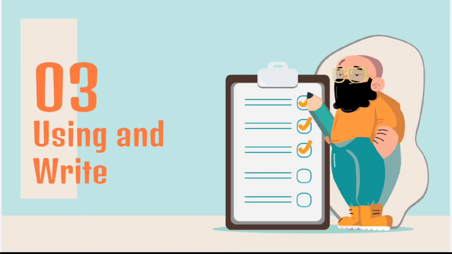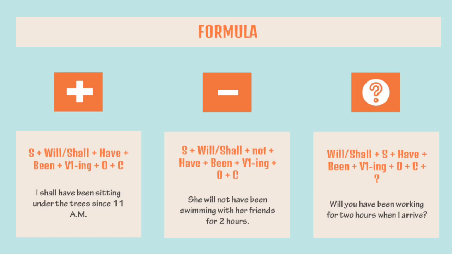And the last, we will discuss using and writing future perfect continuous tense. This is the formula for using and writing future perfect continuous tense. For a positive sentence, we can use subject plus will or shall plus have plus been plus verb 1 plus ing plus object and plus complement. Example, I shall have been sitting under the trees since 11 a.m.